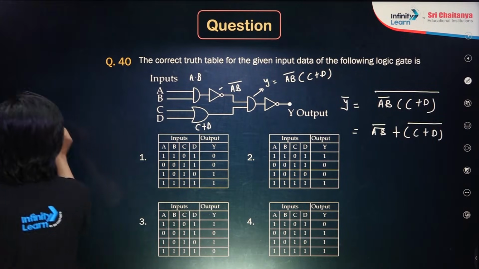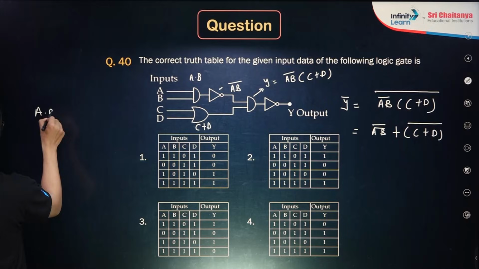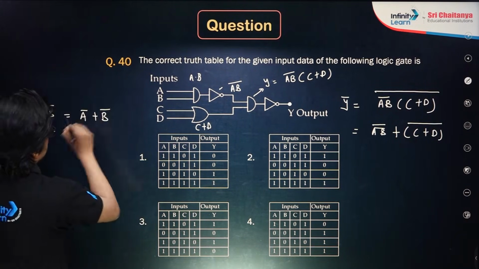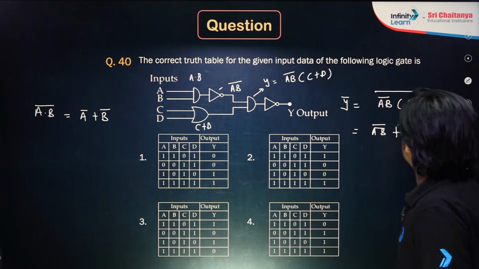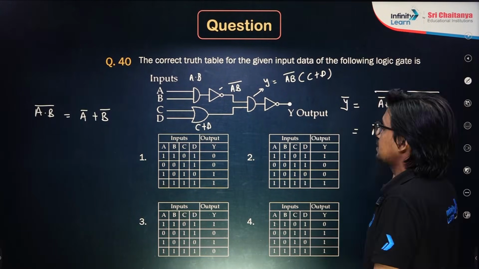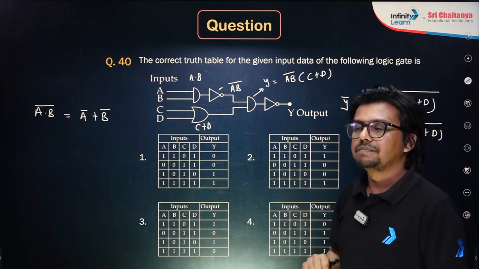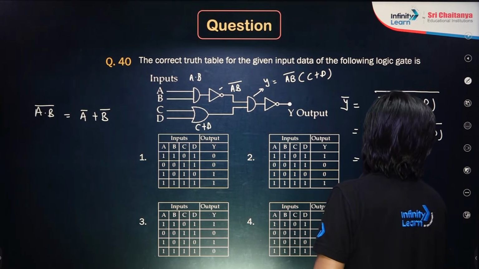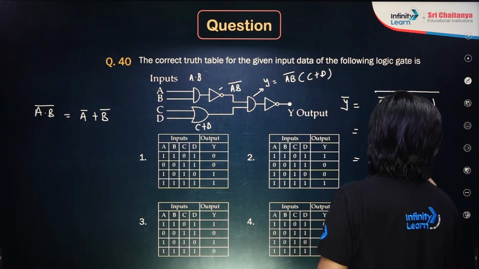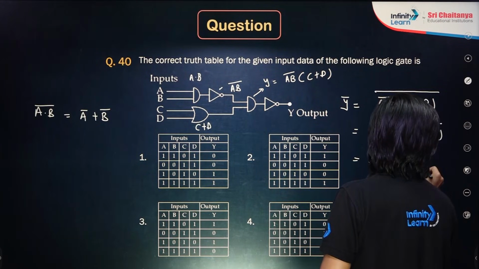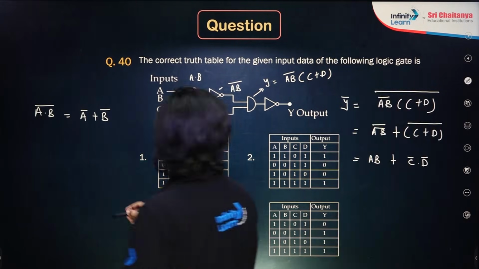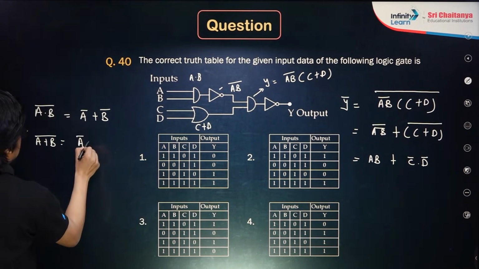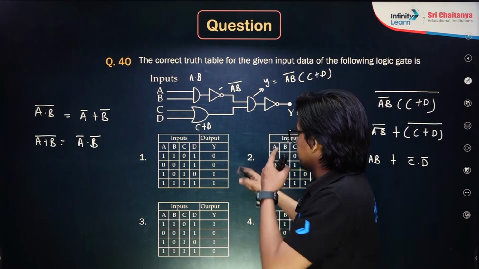What I am using here is the fact that (A dot B) bar is equal to A bar plus B bar. I am taking AB bar as A and C plus D as B. So you can write this. Now (AB bar) bar is AB, plus (C plus D) bar, it is going to give me C bar dot D bar. Again I am using the fact that (A plus B) bar is equal to A bar dot B bar.